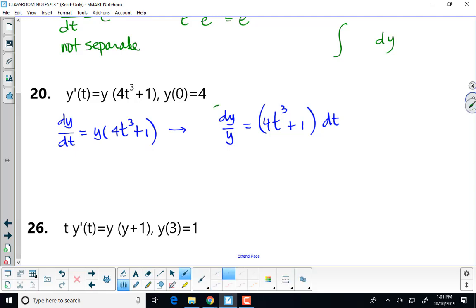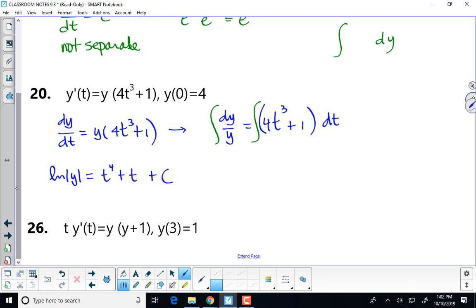And we end up with natural log of the absolute value of y on the left. And we can just put one c. We don't have to put a plus c on both sides. We can just put the plus c on the right-hand side. So then t to the fourth plus t plus c. So now we have the answer in implicit form.